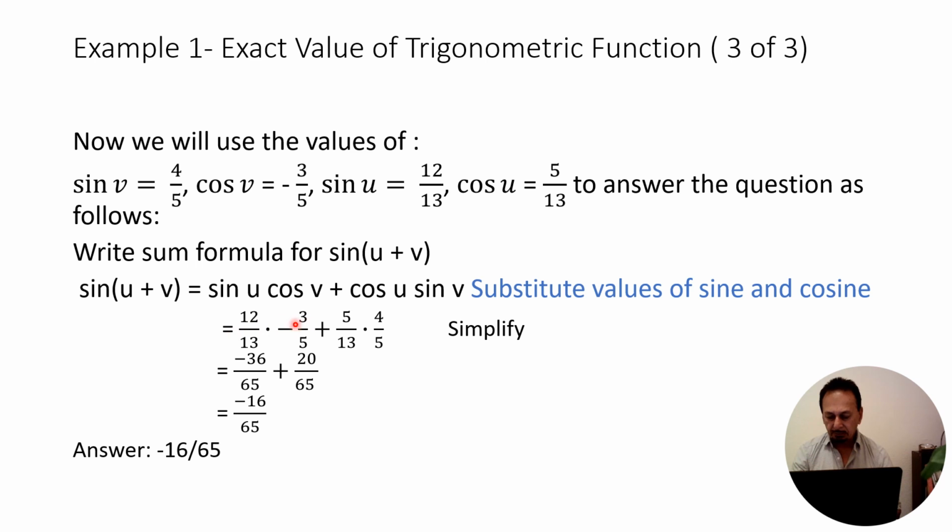So this becomes 12 times negative 3, which is negative 36, and 13 times 5 is 65, plus 5 times 4 is 20, and 13 times 5 is 65. Now they have the same denominator, so we write 65 and add these two numbers. So minus 36 plus 20 equals minus 16 over 65.